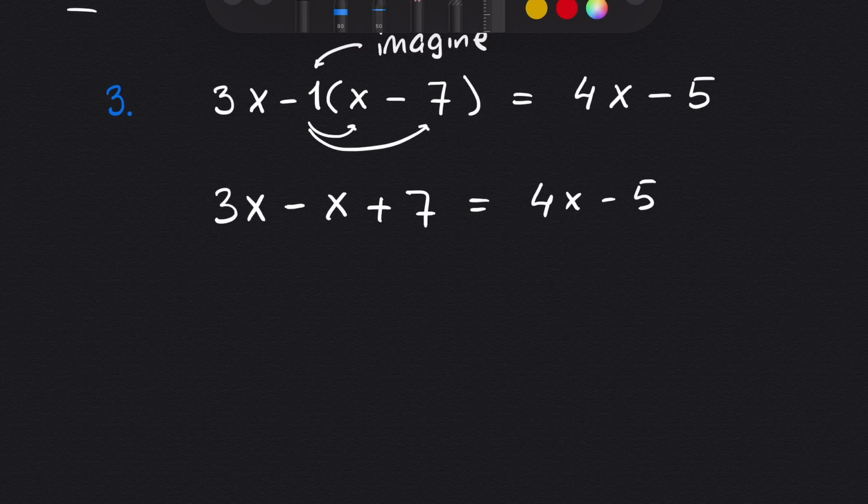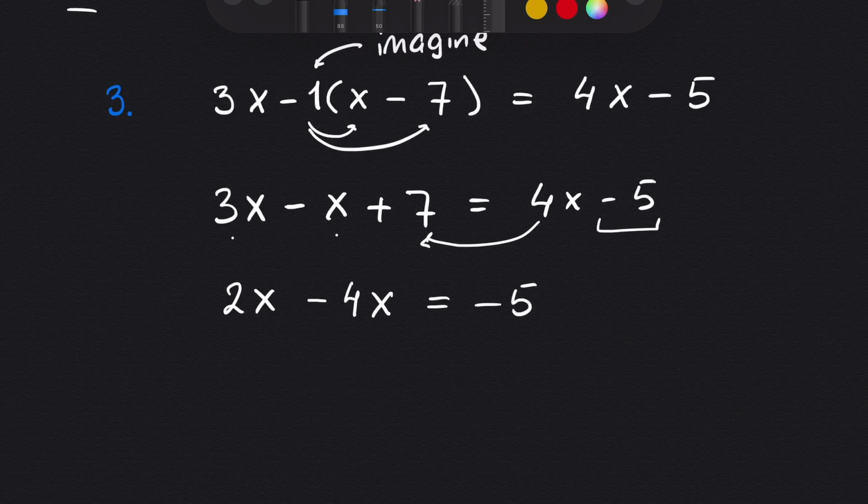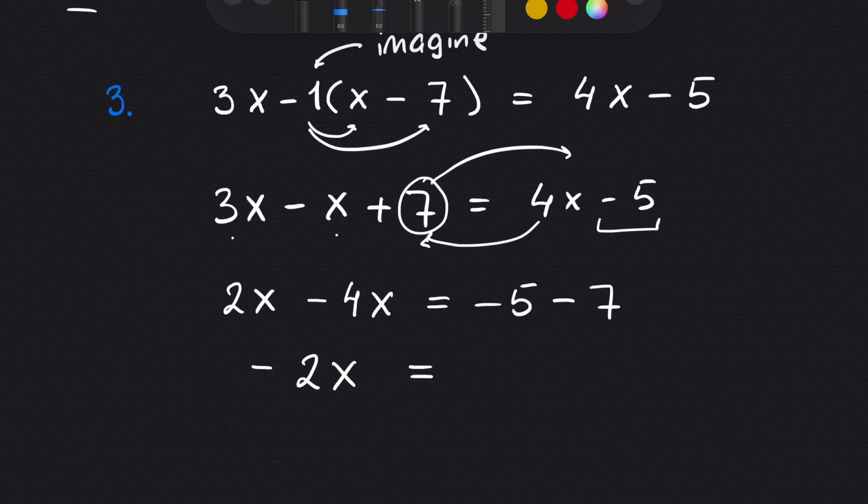Now our next step is combining the like terms. So 3x minus x equals 2x. And we're going to move 4x to the other side of the equal sign, and change the sign as we're doing it. We're going to end up with negative 4x here, and it's going to equal negative 5. Now we want this 7 to move to the other side, so it's going to be negative 7. Always be careful with the signs. Here we're going to end up with negative 2x equals negative 12.